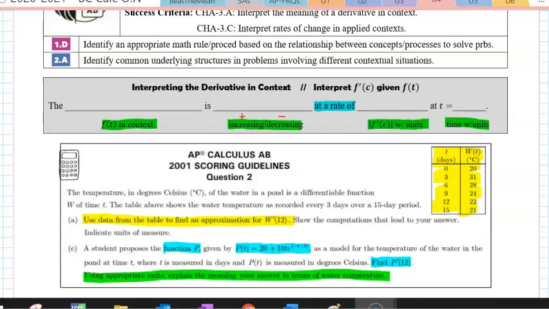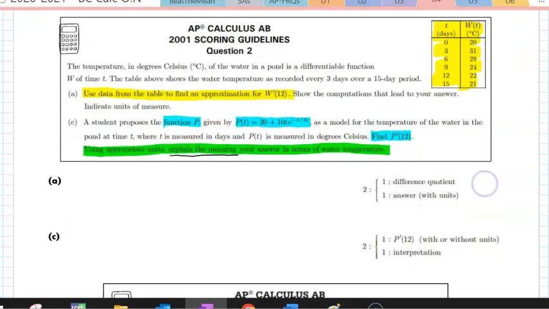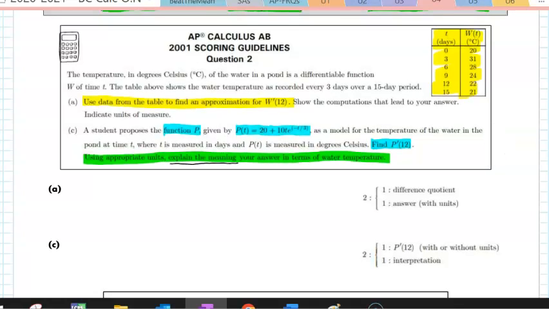In part C, we have a new function that's been introduced, P of t equals 20 plus 10 times t e to the negative t over 3, that's going to model the temperature of the water. In this case, we want to find P prime of 12, and then explain the meaning of this answer in terms of the context of the temperature of the water. If we look at the scoring guide for this, we will get 2 points for part A and 2 points for part C. From A, we need the difference quotient and our answer with units. In part C, we get an answer for P prime of 12, and then 1 point for our full interpretation.